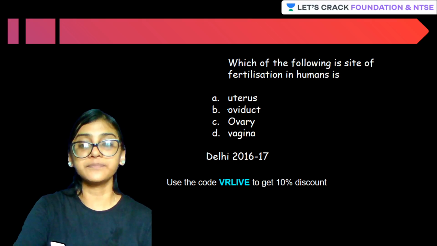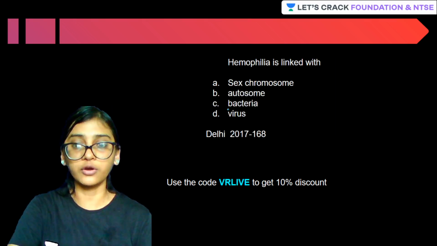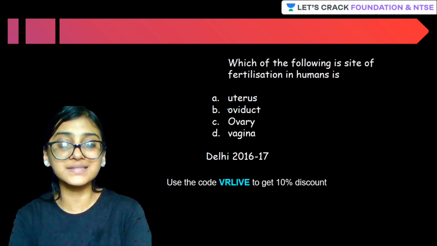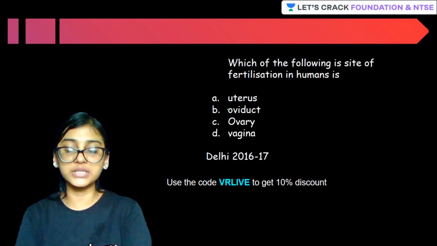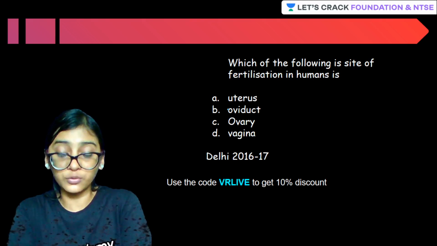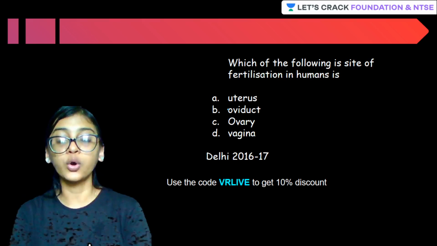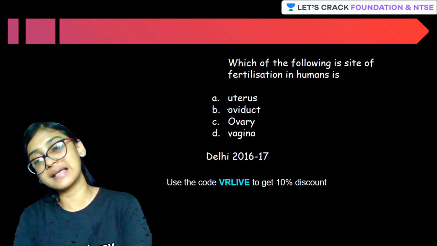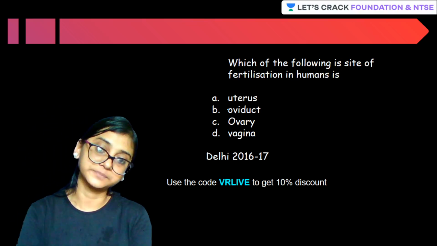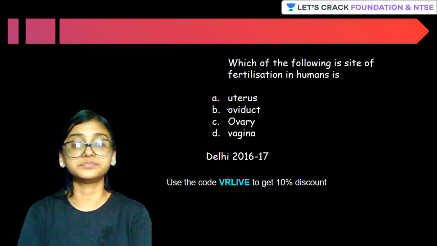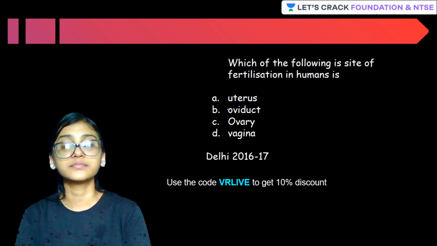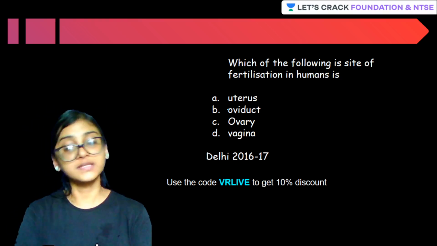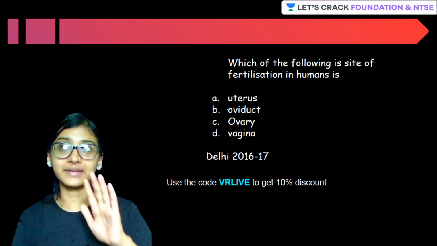Next question. A lot of questions we have today. Which of the following is the site of fertilization in humans? Is it uterus, oviduct, ovary, or vagina? Simple question once again.